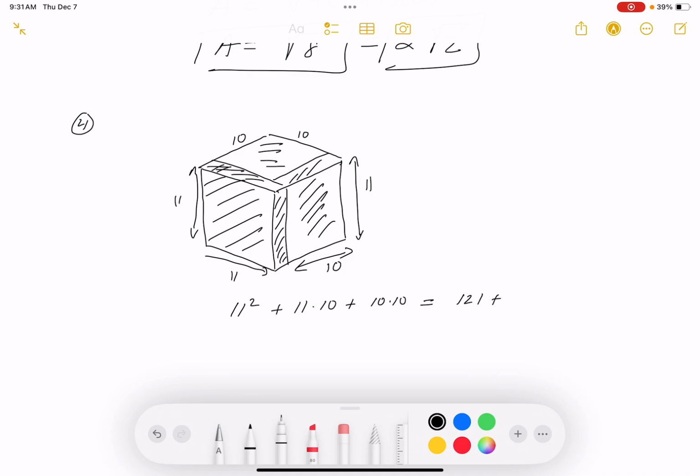121. 11 times 10 is 110. 10 squared is 100. Let's add that together: 121, 110, and 100. If you add that together, it's an addition. That's 331. So that's the answer, and that's it. We're done. Thank you.